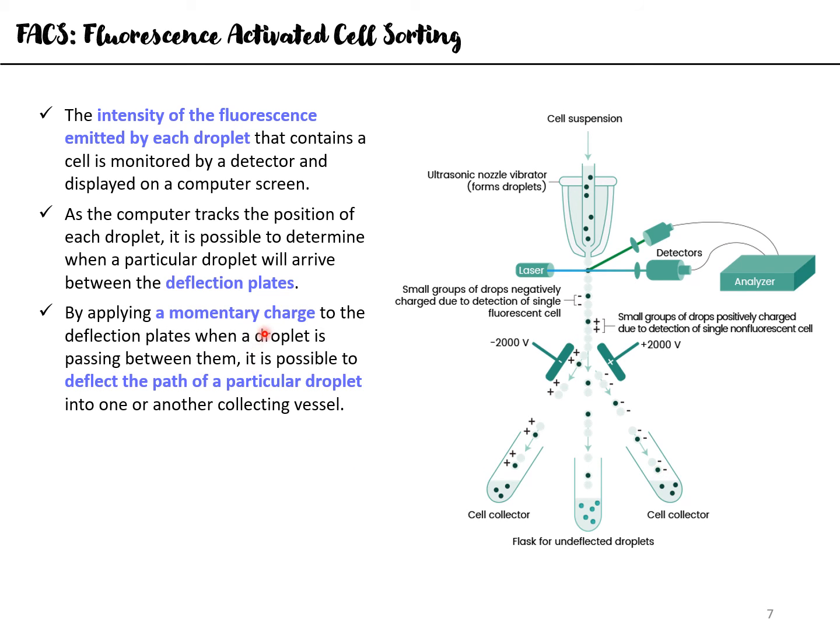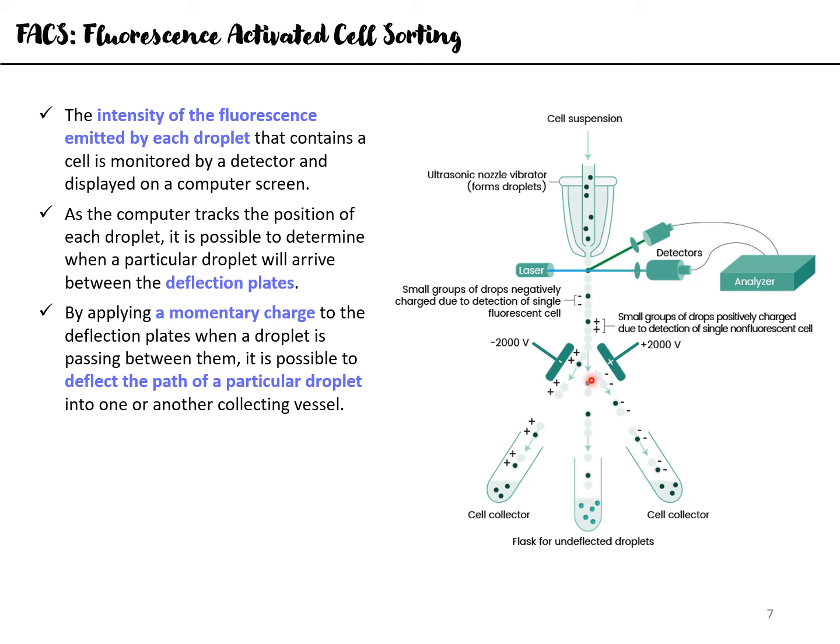So by applying a momentary charge to the deflection plates when a droplet is passing between them, it is possible to deflect the path of a particular droplet into one or another collecting vessel. So the computer now knows that, okay, there was a fluorescent cell here some time ago and I have given it a negative charge, and this cell has now reached the deflection plates.